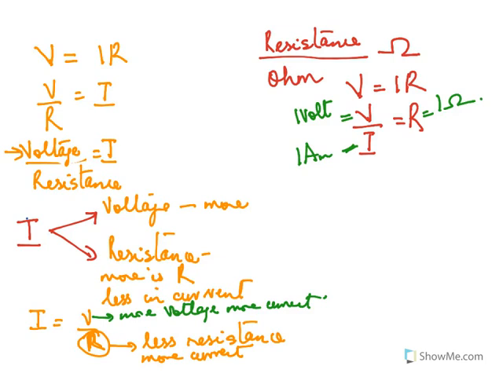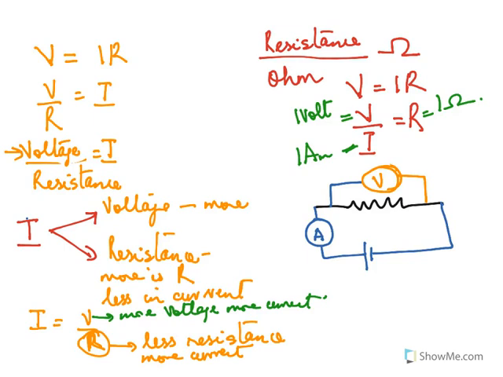So what is 1 ohm? Suppose you have a wire here, and to this wire you apply a potential difference of 1 volt. So here is a circuit. We have a resistance here, say this is R.